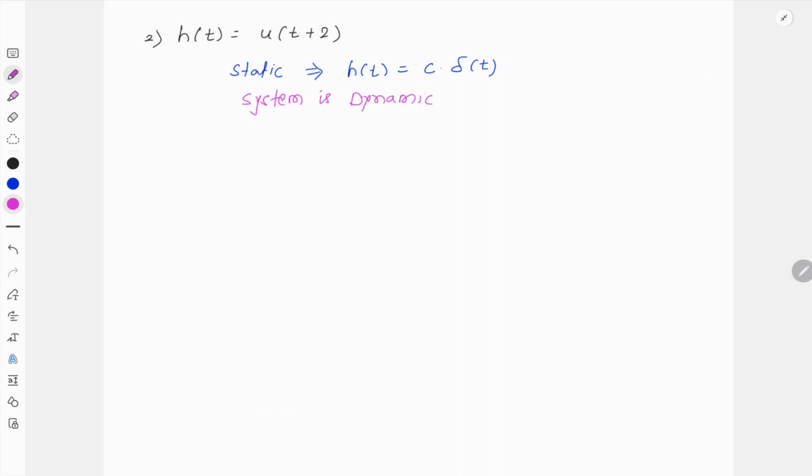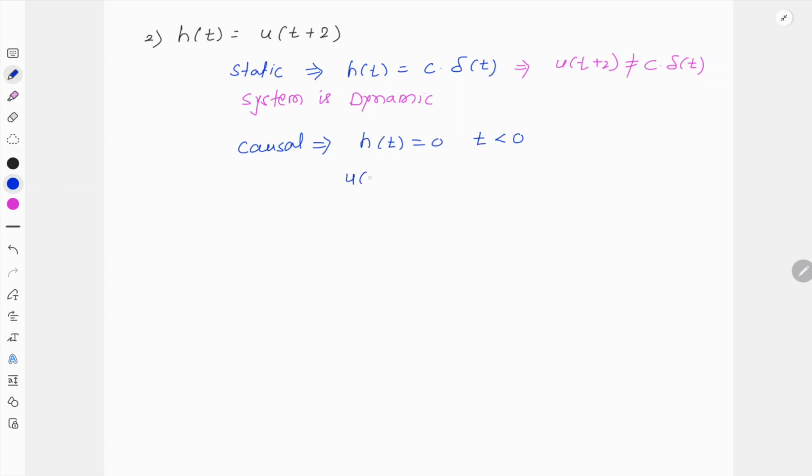So you need to mention the reason also, because here u of t plus 2 cannot be represented as c into delta of t. Now the next classification is for a causal system. The condition for causality is h of t is equal to 0 for t less than 0.